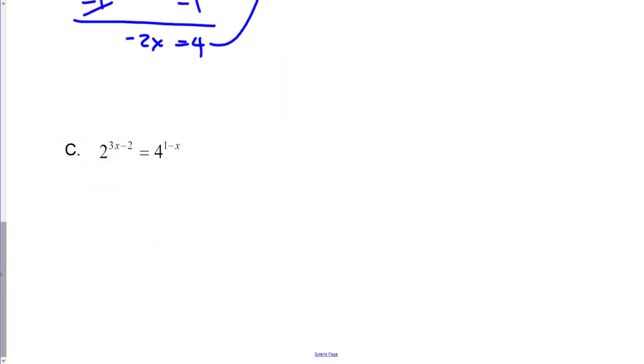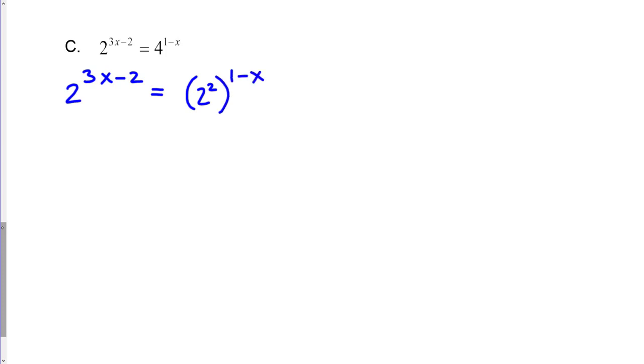Okay, one last one here. 2 to the 3 minus 2x equals 4 to the 1 minus x. Now, the bases are not the same, but I know that I could rewrite 4 as 2 squared and get a base of 2. The only problem here is I now have 2 to the second raised to the 1 minus x. Well, that's not so much of an issue because of all those properties I listed of exponential functions. This is where one of those comes into play.